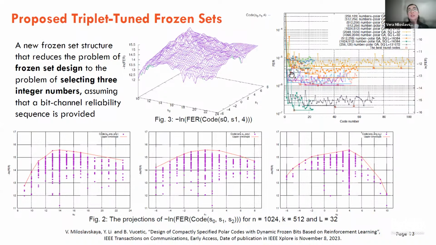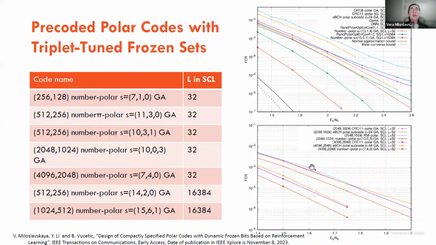And it turns out that we can find optimal or near optimal solutions just by evaluating maybe 50 codes, sometimes 20 codes, or sometimes like 100 codes. This works well for codes of lengths like 1,000, 2,000, 4,000. And codes constructed in this way outperform other state-of-the-art codes for ACL with list size 32, 16,000.